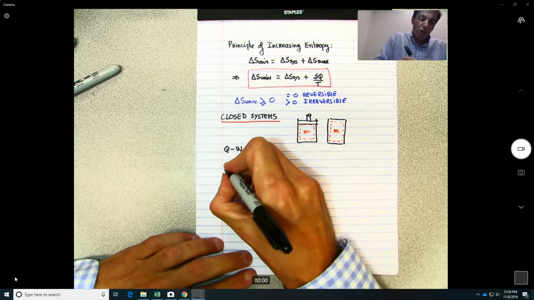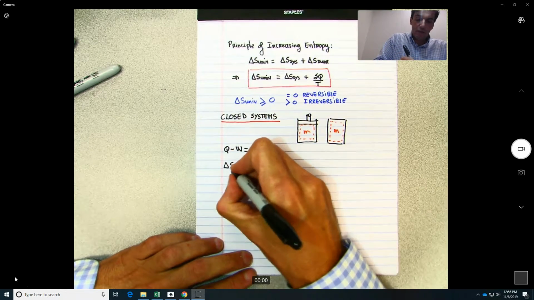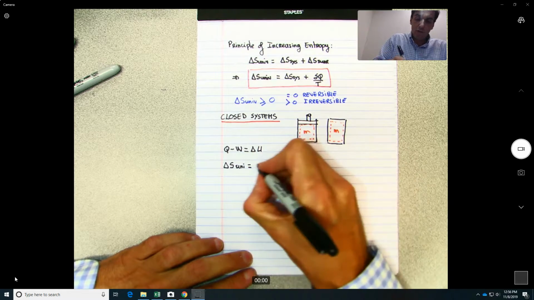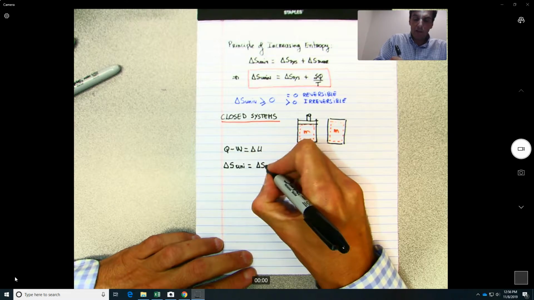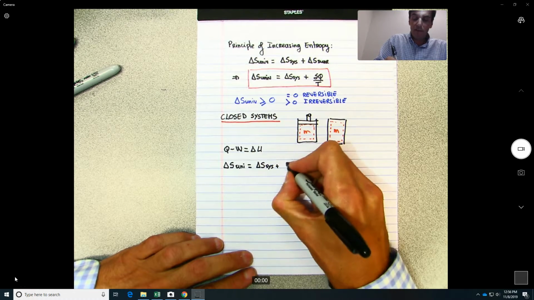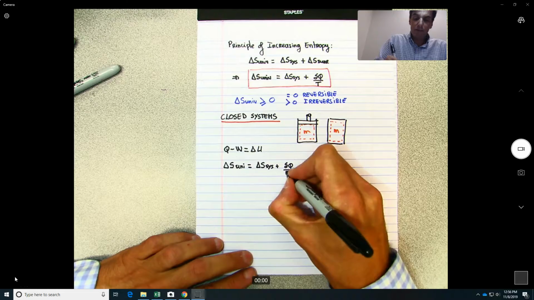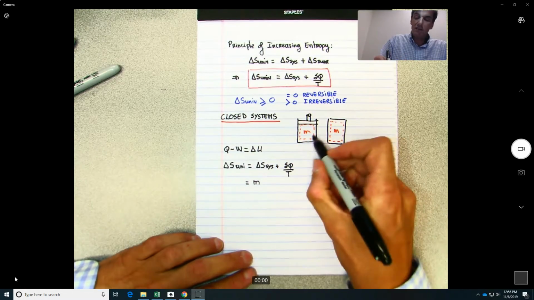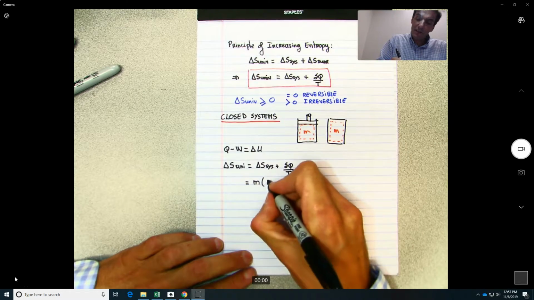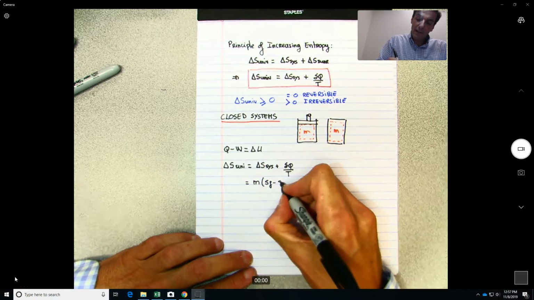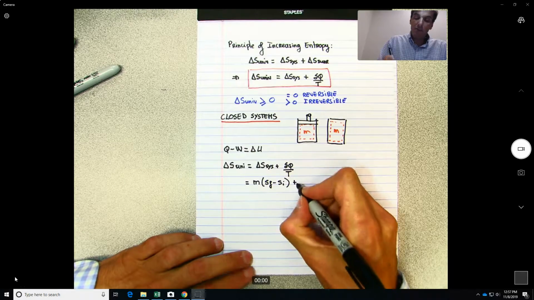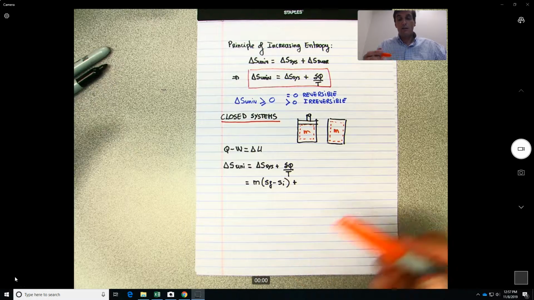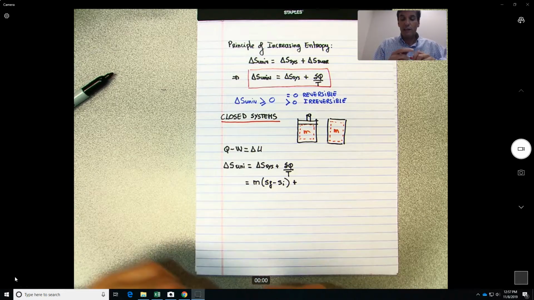Alright, so the total change of entropy for the universe will be equal to the change of entropy of the system plus delta Q over T. The change of entropy for the system will be equal to the mass of substance in the system times S final minus S initial, plus, and now this is the part that is a little bit complicated. Not complicated, but you need to understand.